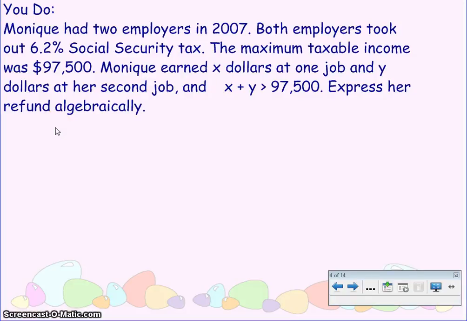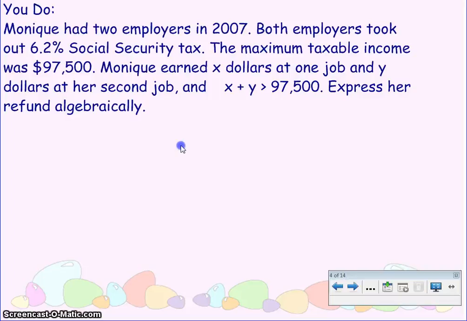Okay, it says Monique had 2 employers in 2007. Both employers took out 6.2% in Social Security tax. The maximum taxable income was $97,500. Monique earned X dollars at one job, Y at a second, and both of those combined were greater than $97,500. Express her refund algebraically.